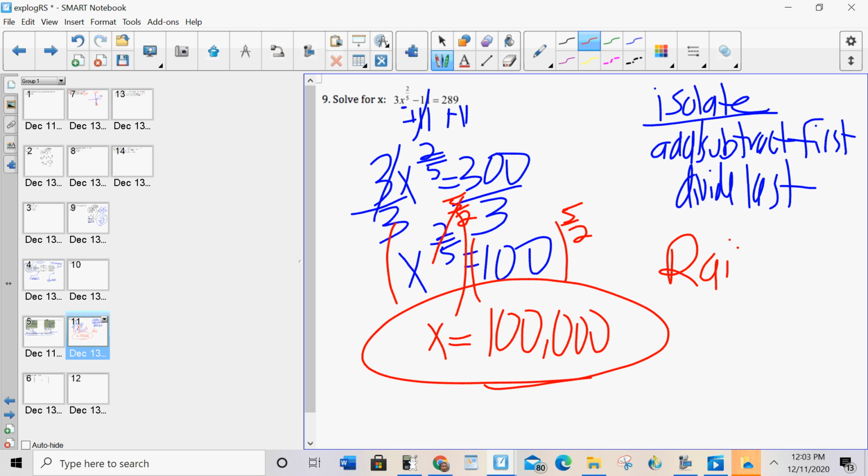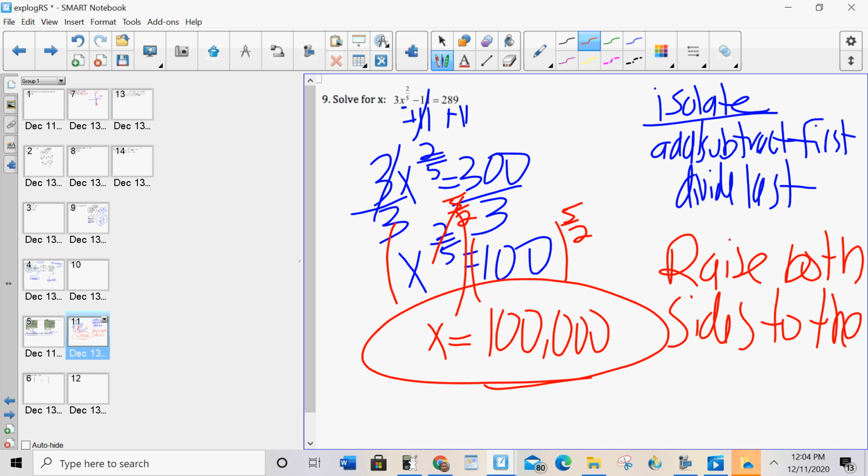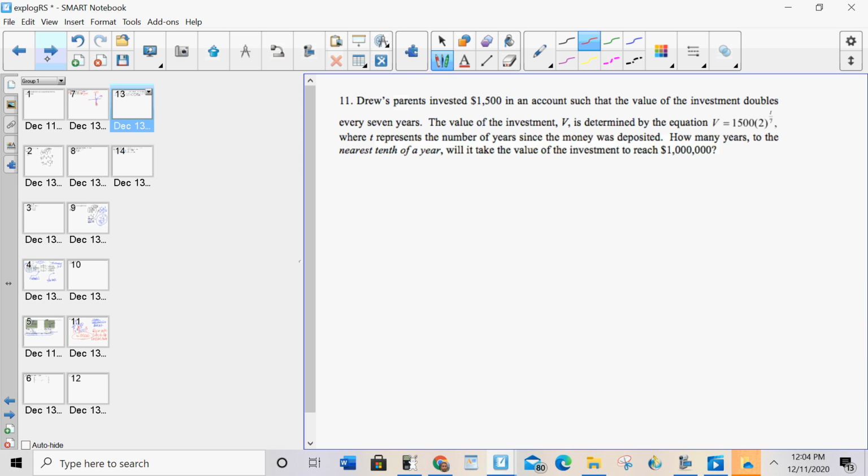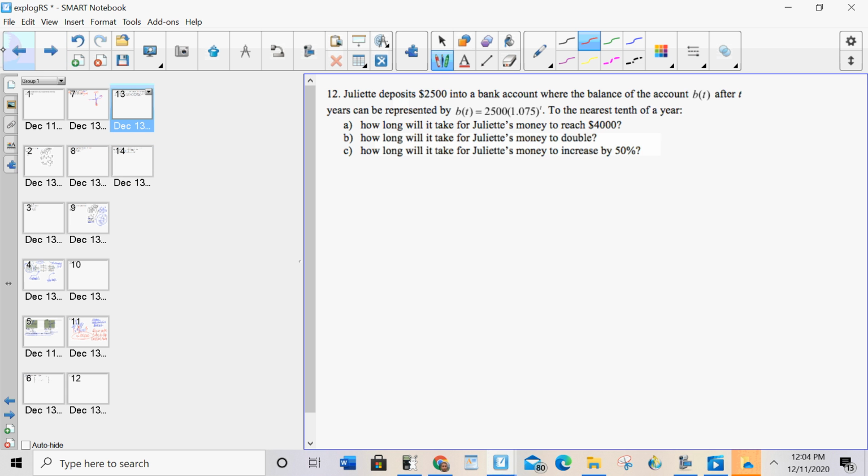So I'll jot that down. Raise both sides to the reciprocal power. My guess is the next type of question we're going to go over is a variable exponential equation, and it's a word problem.